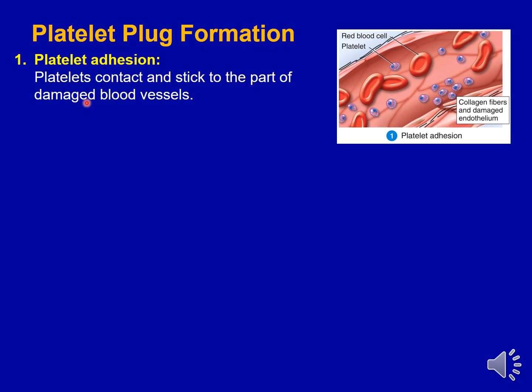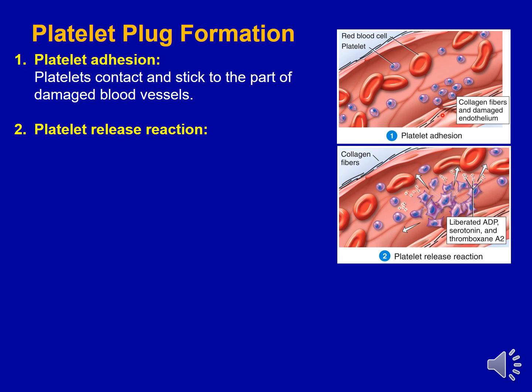Platelet plug formation. The mechanism of platelet plug formation needs the following steps. Number one, platelet adhesion. The first step in platelet plug formation is platelet adhesion to the subendothelial collagen. So once there is injury of the wall of the blood vessel and exposure of the subendothelial collagen, the platelets attach themselves to the subendothelial collagen, and this usually needs a factor known as von Willebrand factor.